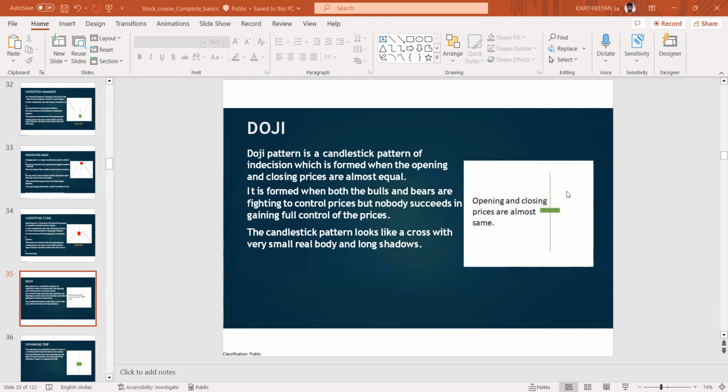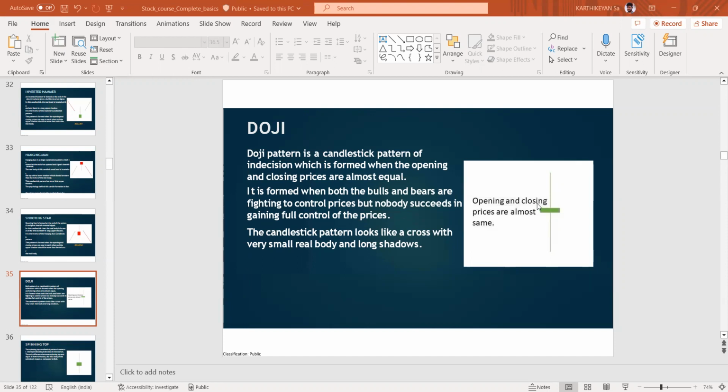So basically, there is indecision in the market. Either buyers or sellers, both are dominating. In that case, price has opened at a certain level, it went up, then it went down, and again it closed at the opening price, which represents a pause in the market. This doji will get created either at support or resistance.